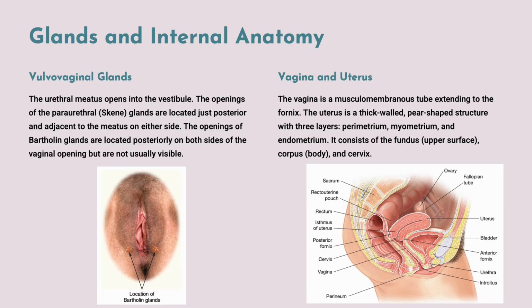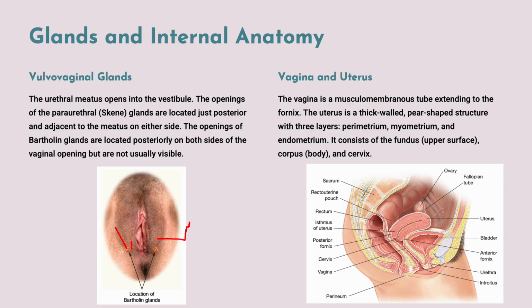Women have various vulvovaginal glands. The urethral meatus opens into the vestibule. The openings of the paraurethral glands are located just posterior and adjacent to the meatus on either side. In contrast, the Bartholin glands are located posteriorly on both sides of the vaginal opening, and these are not usually visible. However, it's pointed here in our diagram where the location of the Bartholin glands are.